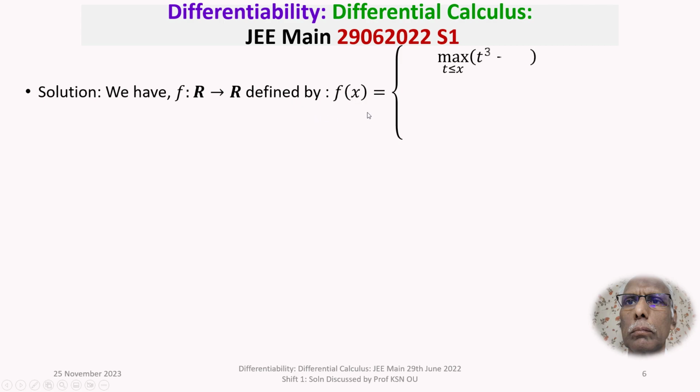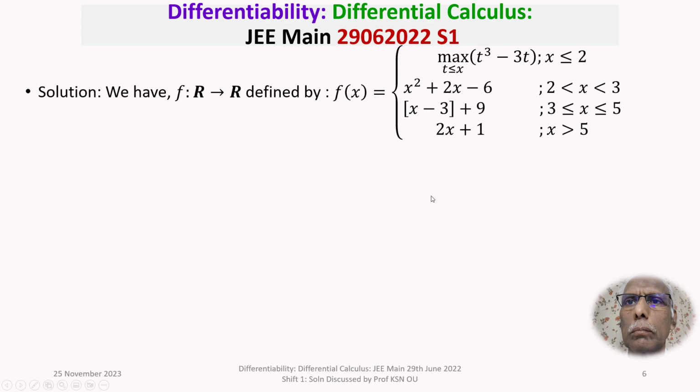We have this function f of x. This is a piecewise function. Agreed. First, we take this first part. This is the first branch of the curve f of x: maximum of t less than or equal to x, t cube minus 3t, when x is less than or equal to minus 2. That means in the interval x less than or equal to 2, the function is defined like this. So let's first of all attack this, and what it is we will decide now.